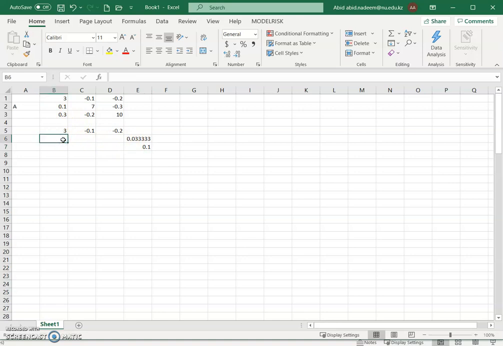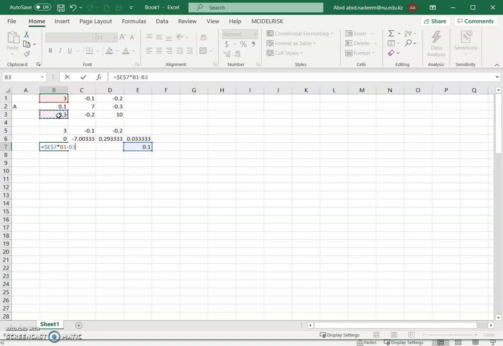In this cell I will take this element and fix it, then multiply it with the first row element and subtract it from the second row element, so that will make it zero, and then I will copy the other elements. For the next one it will be the same. I will take this element, fix it by pressing F4, multiply it with the first row element, then subtract it from the third row, and that will make it zero, and then I will copy it.